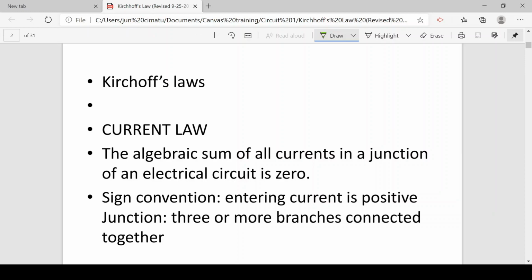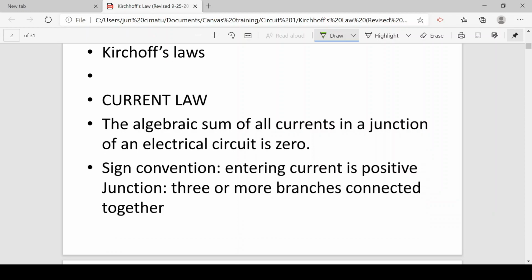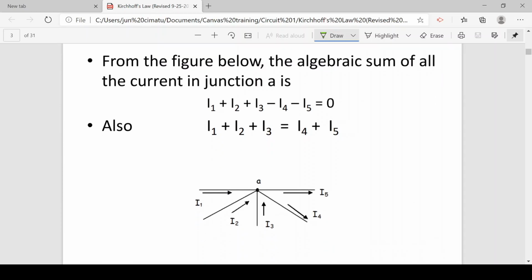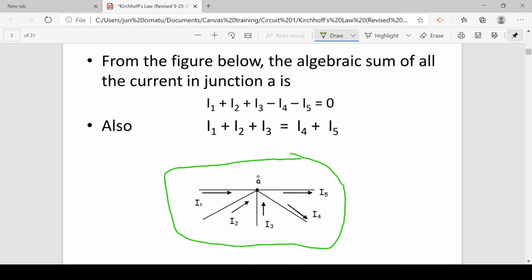The junction is an interconnection of three or more branches of an electrical circuit. The figure shows a junction A having 5 branches interconnected, and there are 5 currents.